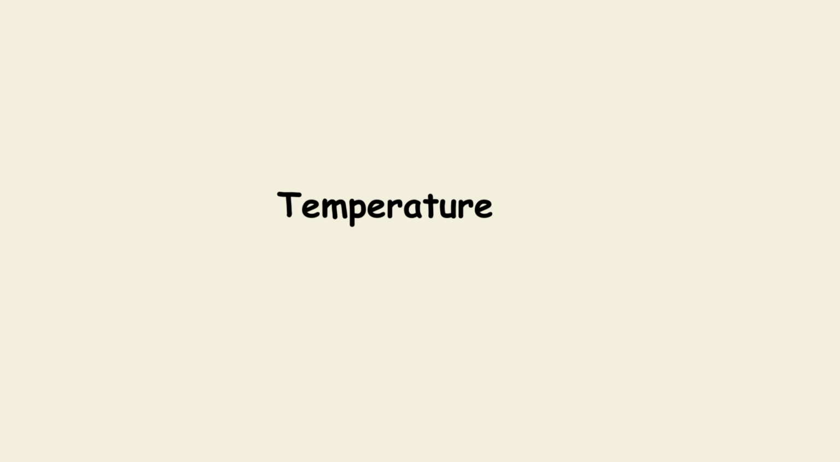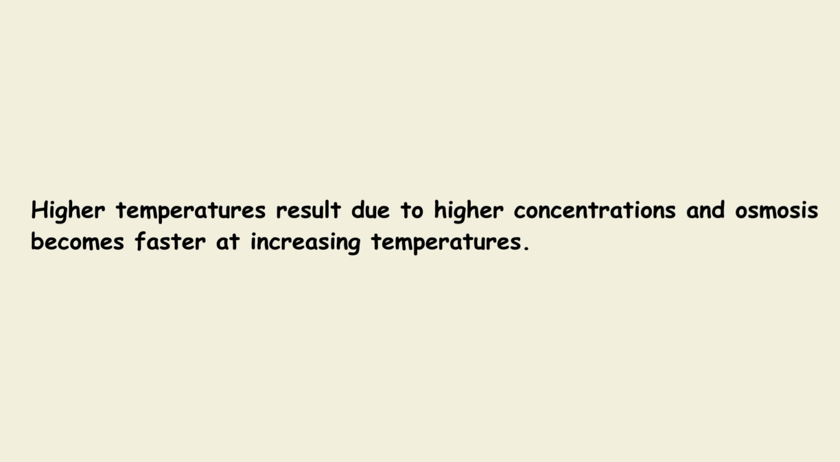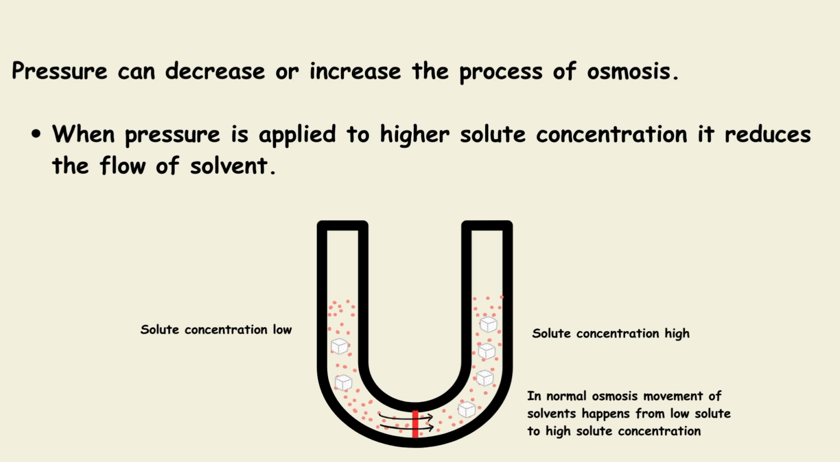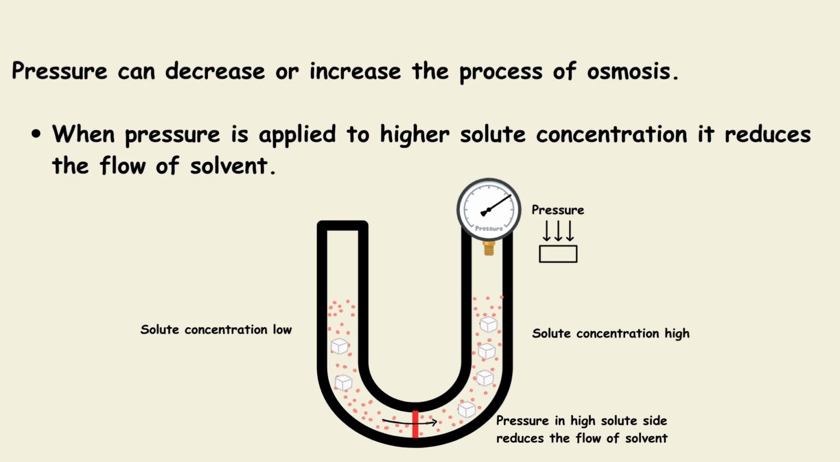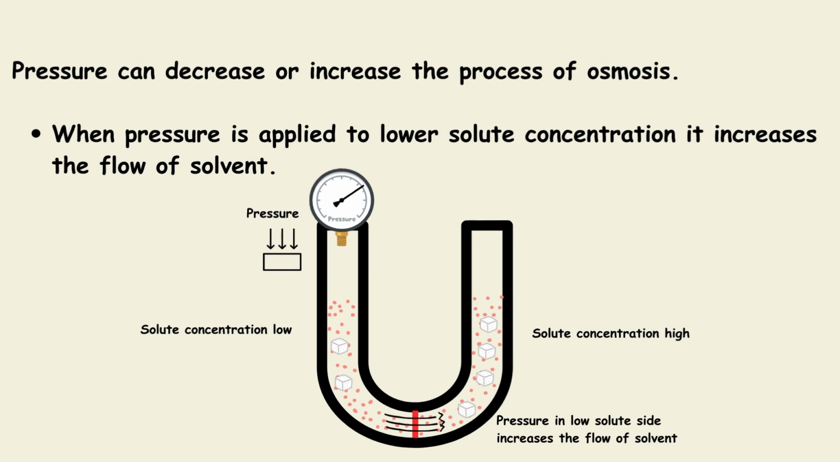Next factor which influences the osmosis is the temperature. Higher temperature results in higher concentrations, and osmosis becomes faster at increasing temperatures. Another factor which influences osmosis is the pressure. Pressure can decrease or increase the process of osmosis. When pressure is applied to higher solute concentration, it reduces the flow of solvent. When pressure is applied to lower solute concentration, it increases the flow of solvent.